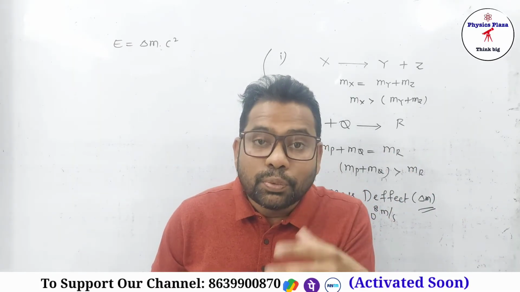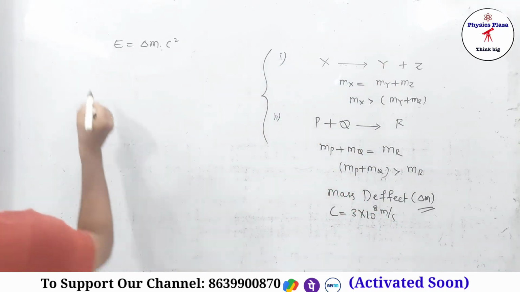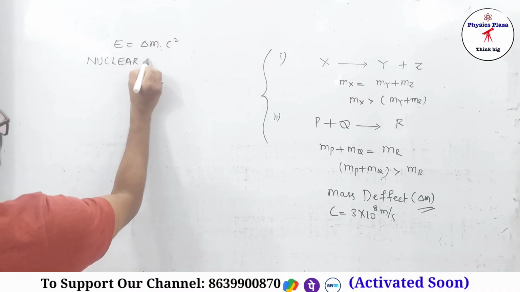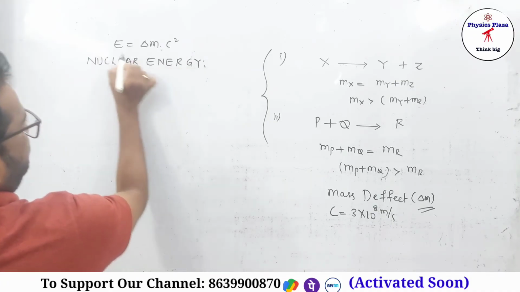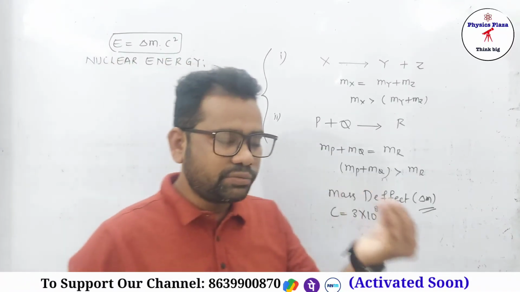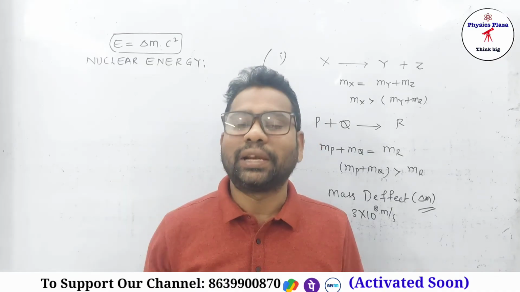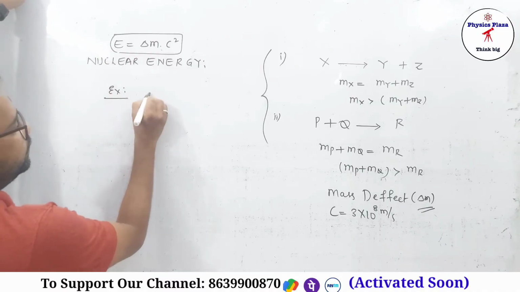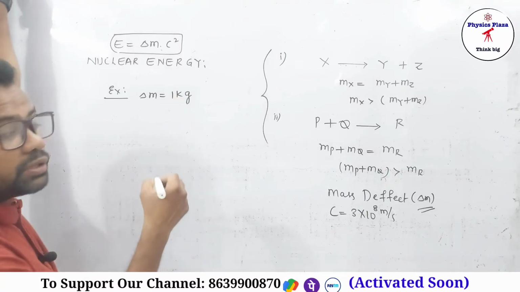That energy is what we call nuclear energy. So the mass disappears and appears as energy. The energy produced during nuclear reactions is called nuclear energy. Then how can we calculate this nuclear energy? By using this formula. If some amount of mass disappears, obviously the equivalent energy must be released. For example, if 1 kg of mass disappears, how much energy is released?